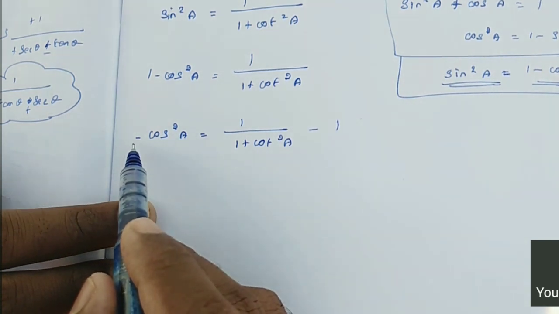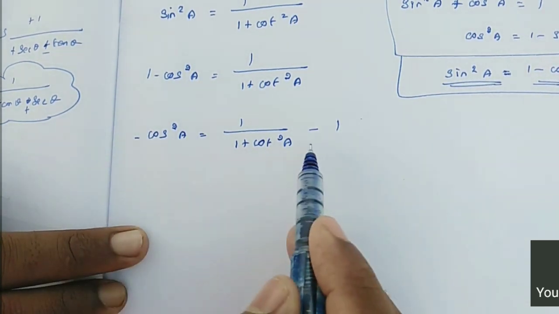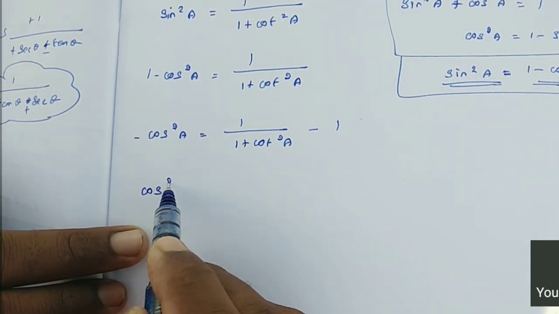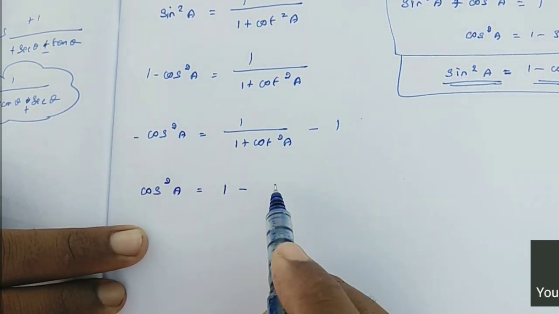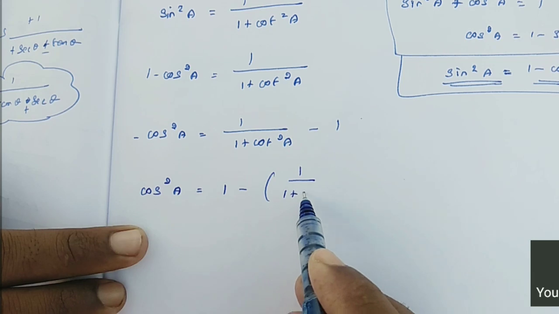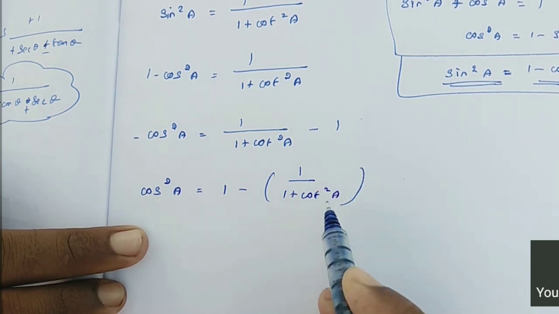So now I want to remove the minus from the cos squared theta. So I can multiply minus in both sides. So it became cos squared a equal to, the minus 1 became a plus 1. This term became a minus 1 by 1 plus cos squared a. Are you clear how I did that?